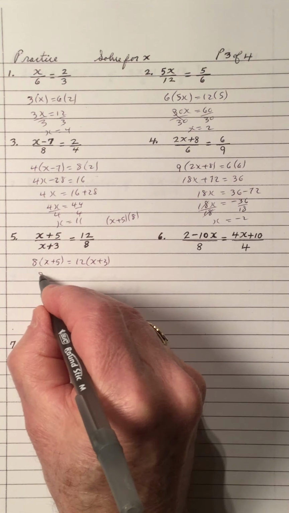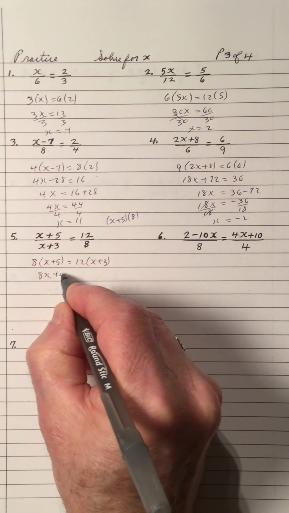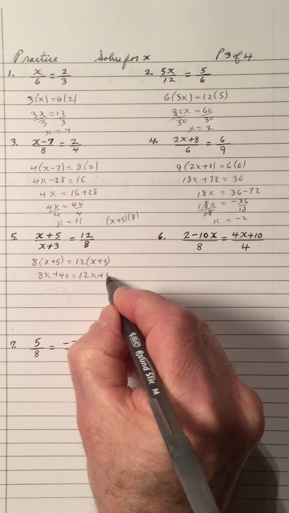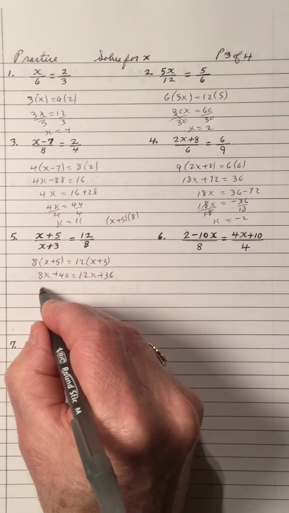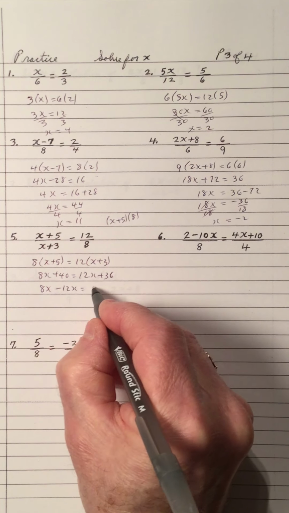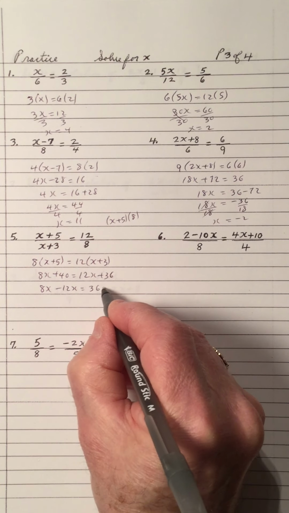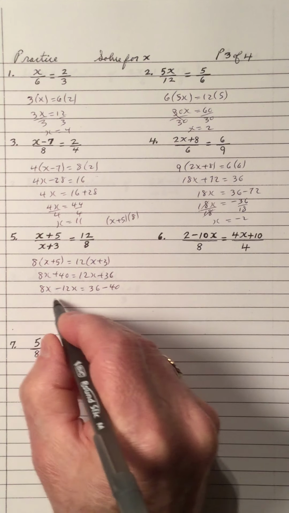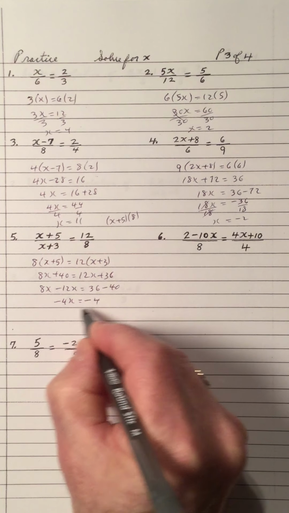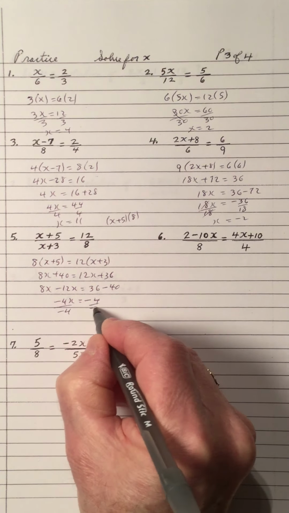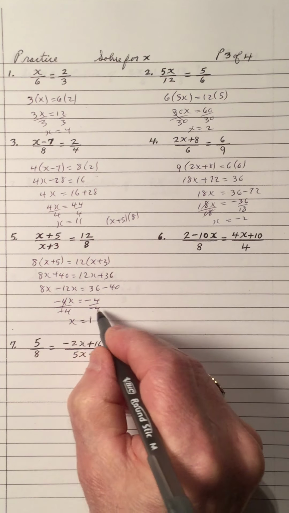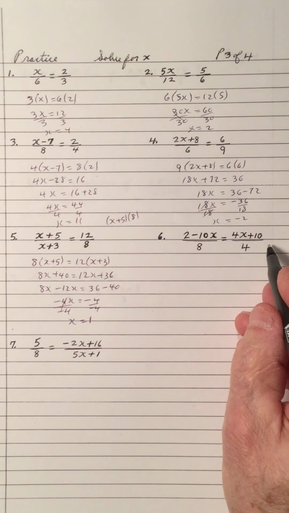Multiply. 8 times x, 8x. 8 times 5, 40. 12 times x, 12x. 12 times 3, 36. The x's go on the left, change the sign. You're moving it across. And the number plus 40 moves over to the right, becomes a negative 40. That gives us negative 4x equals negative 4. Divide both sides by negative 4. That gives me a 1x, and that gives me a 1. So x equals 1.